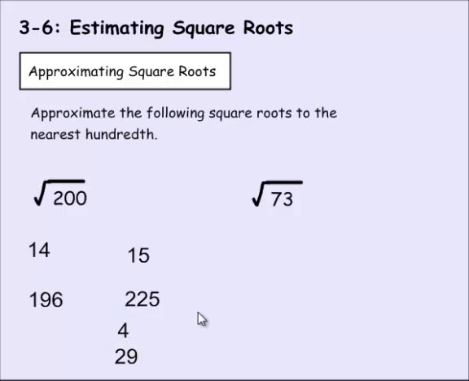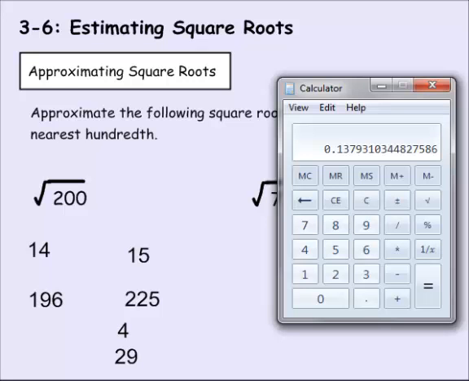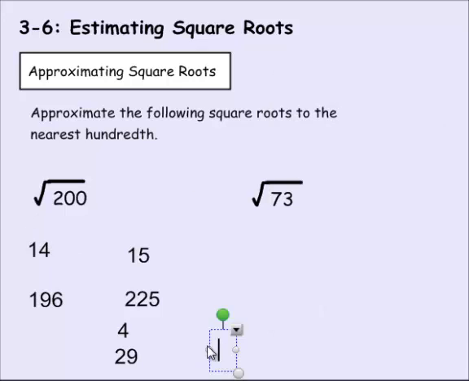All right, just to recap. The distance between the two squares, 14 squared and 15 squared, becomes my denominator. My numerator becomes how close 200 is to the lower one. So that'd be 4. So 4 over 29. I do 4 divided by 29. 0.137. So I'm going to round to the nearest hundredth, so it'd be 0.14. So I go to the lower number, 14, and it would be 14.14, because that number is between 14 and 15. So here's my approximated square root for 200.